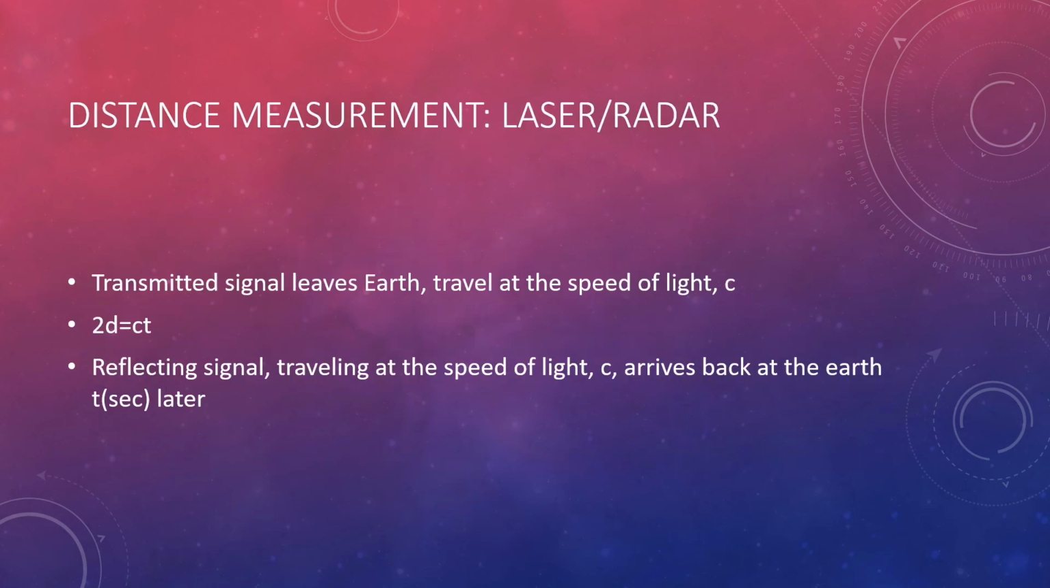We measure distance in multiple different ways. The first one is using laser or radar. In this case, a transmitted signal leaves Earth, travels at the speed of light, which we are going to call c, and then the reflecting signal travels back at the speed of light, and arrives back at Earth t seconds later. And because distance is doubled here, it's 2d equals speed of light times time.